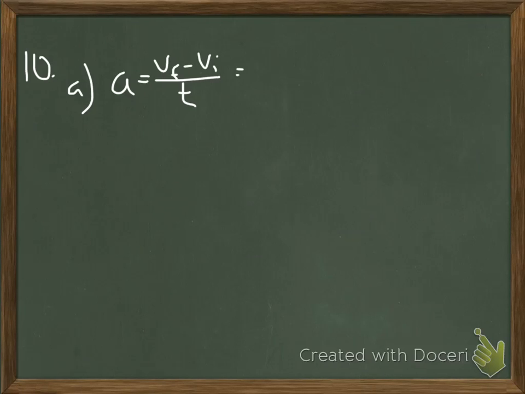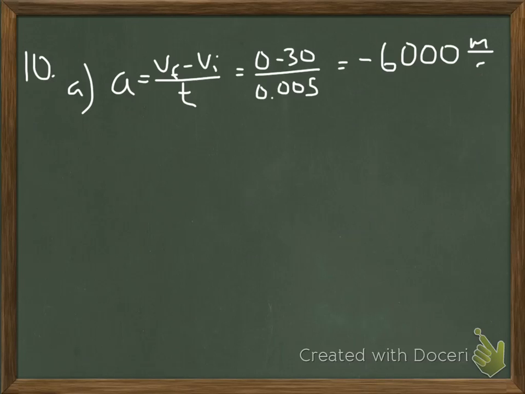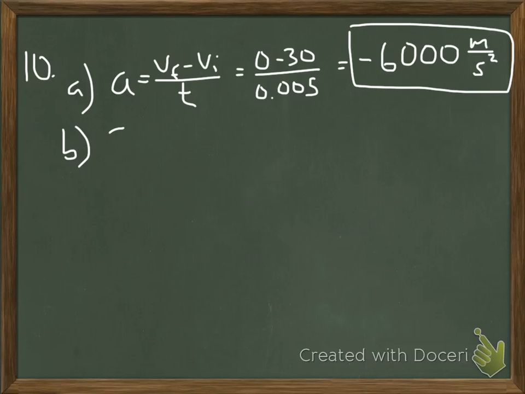First, we need to find the acceleration for part A. So I can plug that into my equation for acceleration here. I'm given the change of velocity in the problem. I'm also given the time in the problem, so I can just plug that in and solve for my acceleration. Very high number, because the baseballs are moving pretty fast.